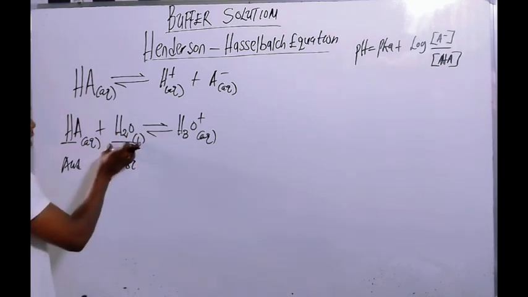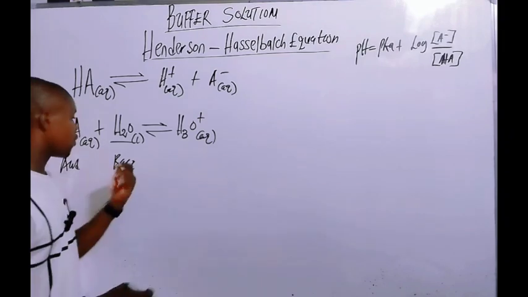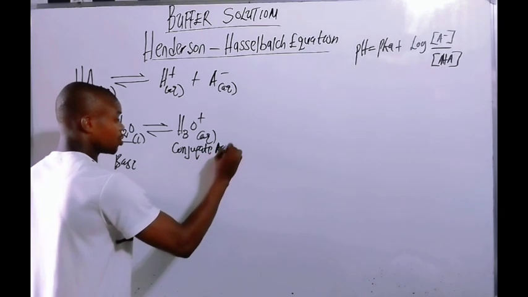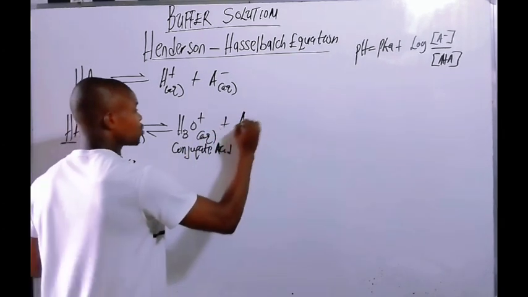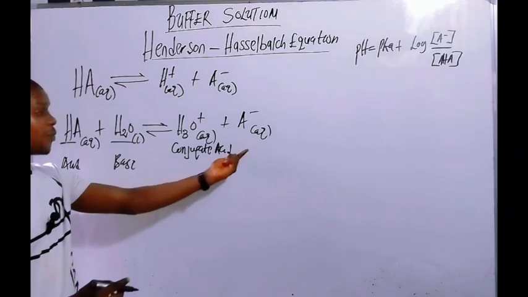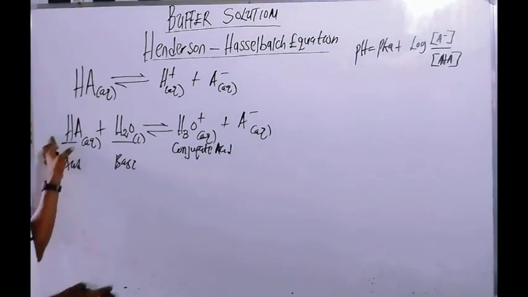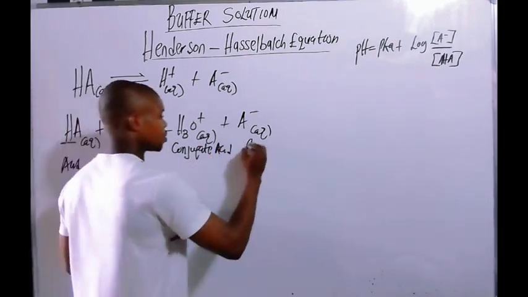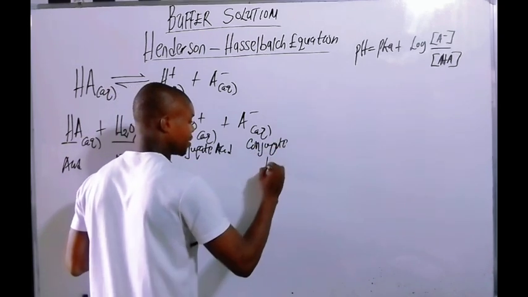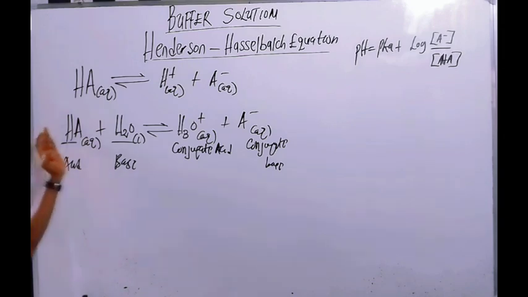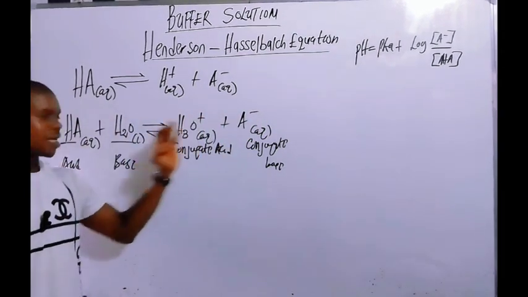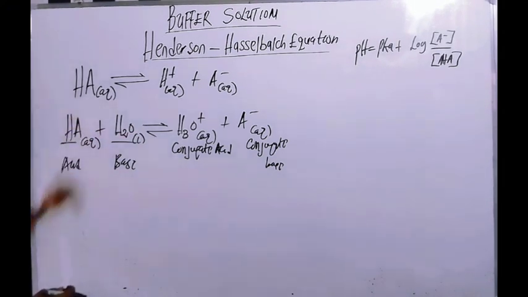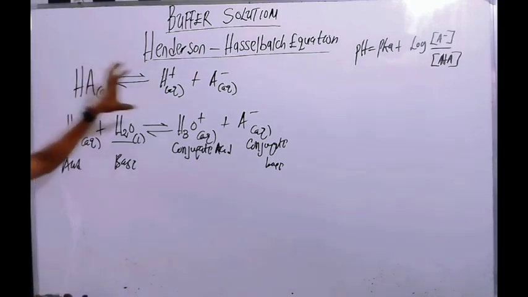Now this will form a base. Whenever a base accepts a proton, it forms a conjugate acid. So here is the conjugate acid, H3O plus. What we are left with is A minus, which is the conjugate base. Whenever an acid donates a proton, it forms a conjugate base. So acid produces conjugate base, and base produces conjugate acid. An acid donates a proton, a base accepts a proton. These two reactions are essentially the same. So this is the acid, and this is the conjugate base of the acid.